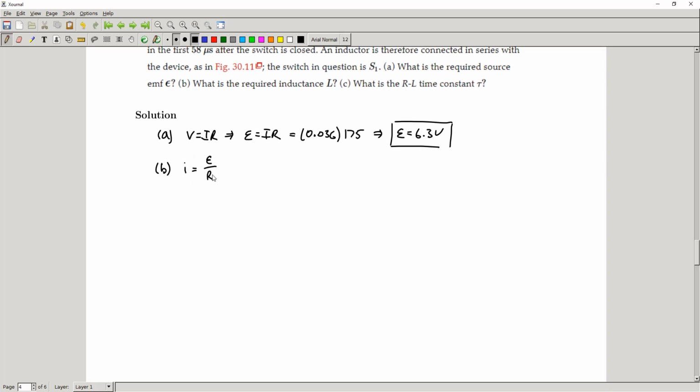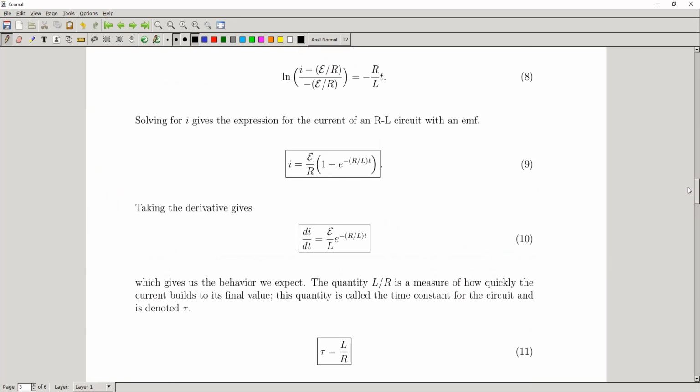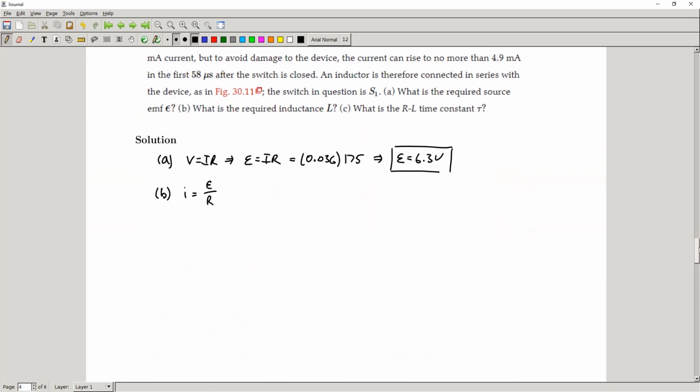So just writing down the expression from above, I'm just rewriting this expression here. So expression number 9. It's basically this here, 1 minus e to the minus R over L t. Okay, so that's the expression there. And we now want to solve this expression for L. Okay, because what we want to solve for here is L. We know all the other values. We have to be a little careful about the t and the I that we choose.